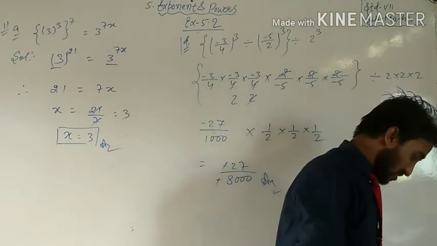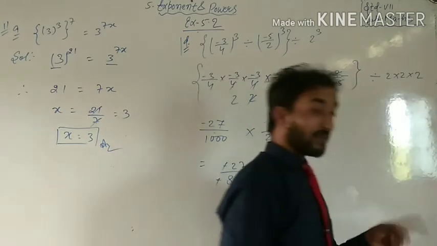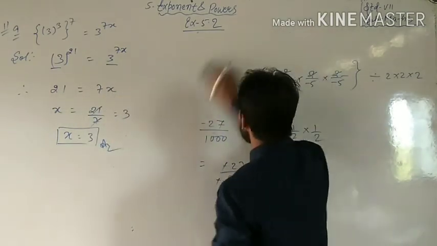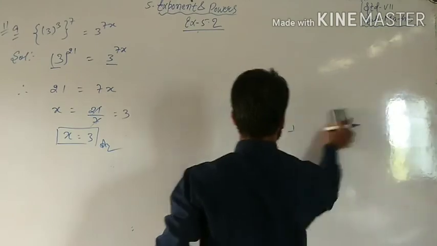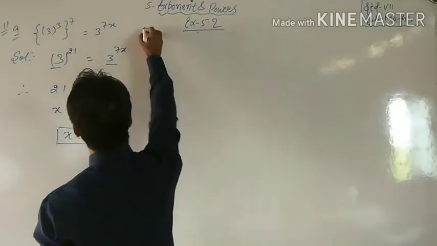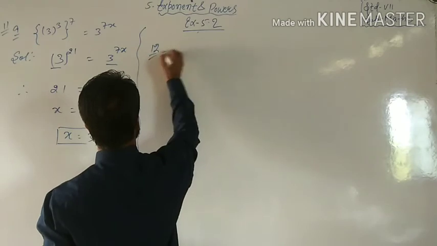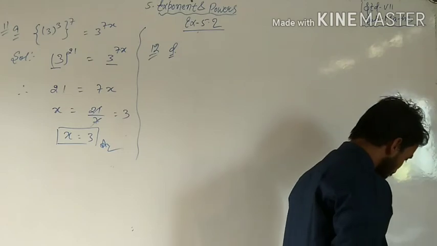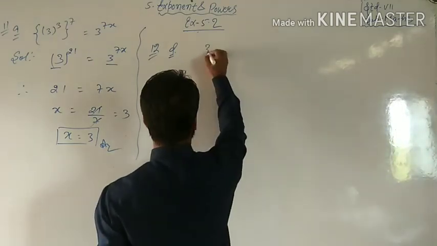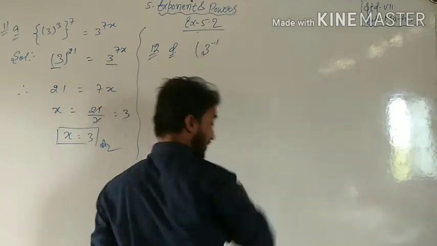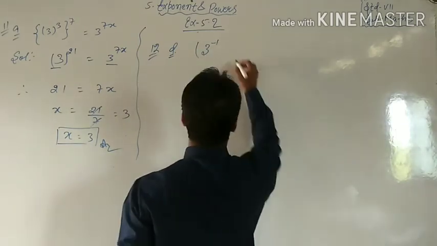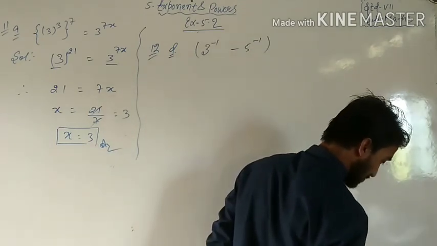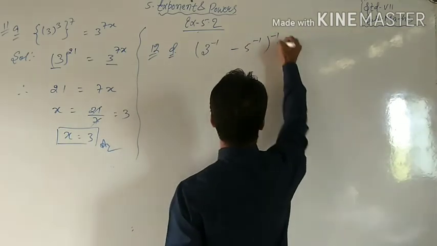Okay. Now I'm doing question number 12. Question number 12D. Students, it is the last question which I am doing. Okay. 3 to the power inverse, it means 3 to the power minus 1. We can say (3 to the power minus 1) minus (5 to the power minus 1), the whole bracket to the power inverse.